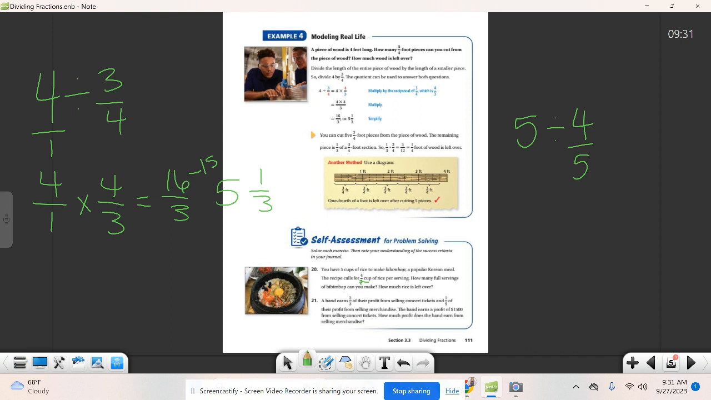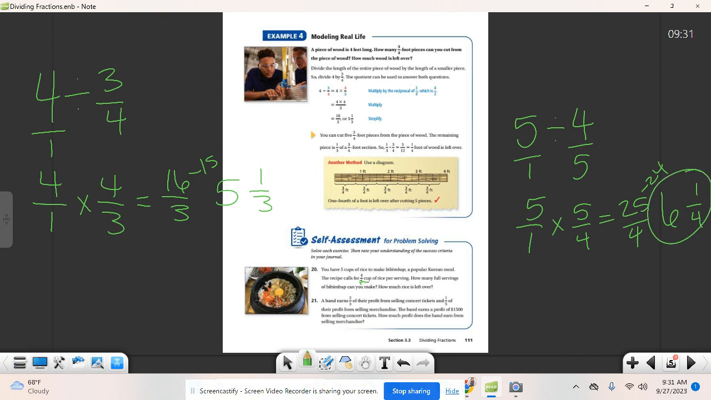So you add a 1, keep the first, change the sign, and then flip it. And I end up with 25/4. But I want to know how many servings I can get and how much is left over. How many times can 4 go into 25? 6 times, which equals 24. So I'm taking 24 out of the 25, which means I have 1/4 left over.